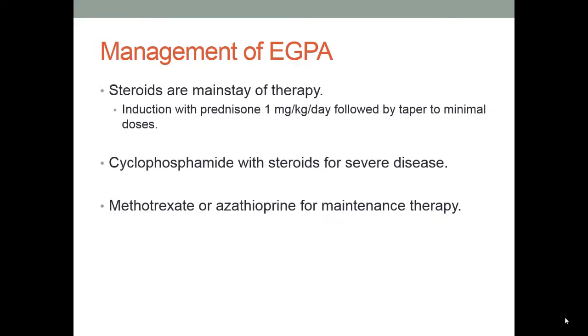Steroids are the mainstay of therapy. You want to start with a high dose, obviously, followed by a taper. You can use Cytoxan, and then methotrexate and azathioprine as well for maintenance therapy.